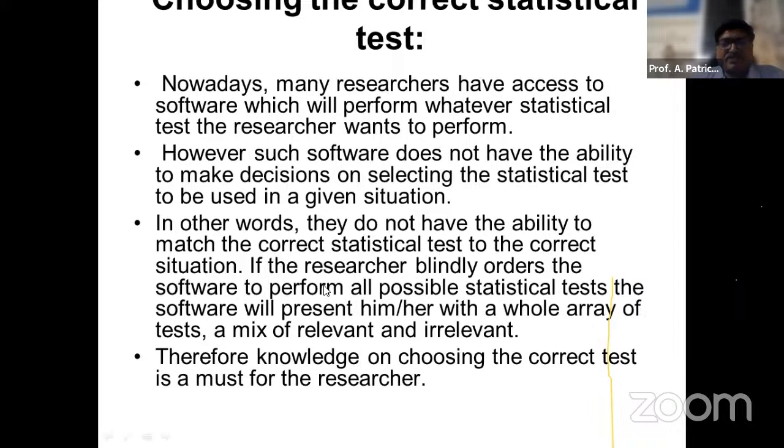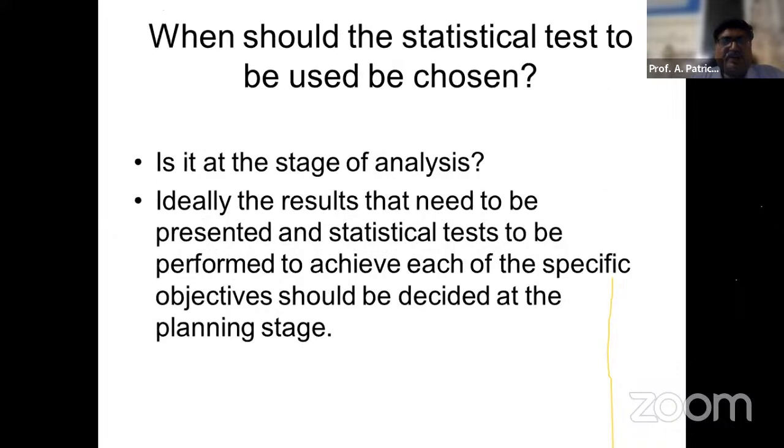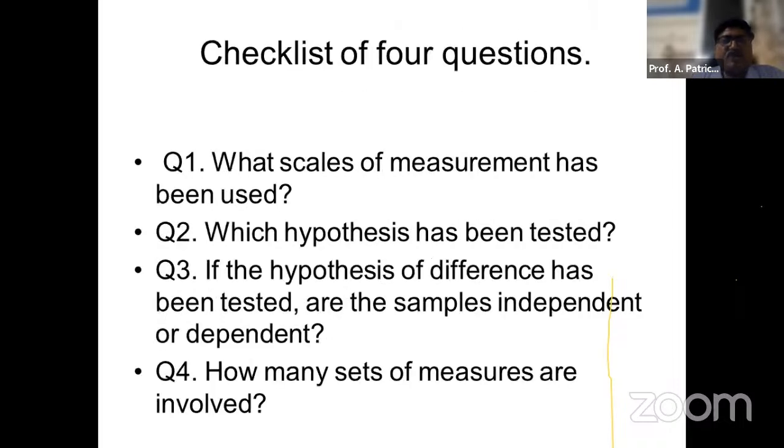blindly, this is where researchers can't do it blindly. You'll have to figure out what is relevant and what is irrelevant. So you should be able to figure out what are the tests, what stage of analysis you require. You'll have to ask questions before you choose a tool, like what are the scales of measurement: nominal, ordinal, interval, ratio. Which hypothesis has been tested?